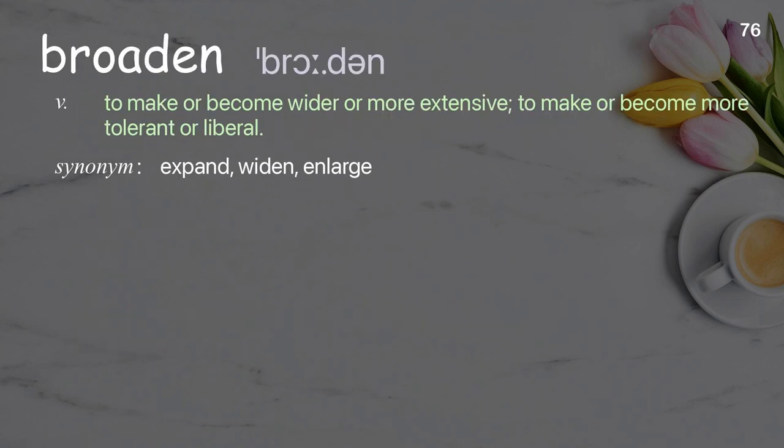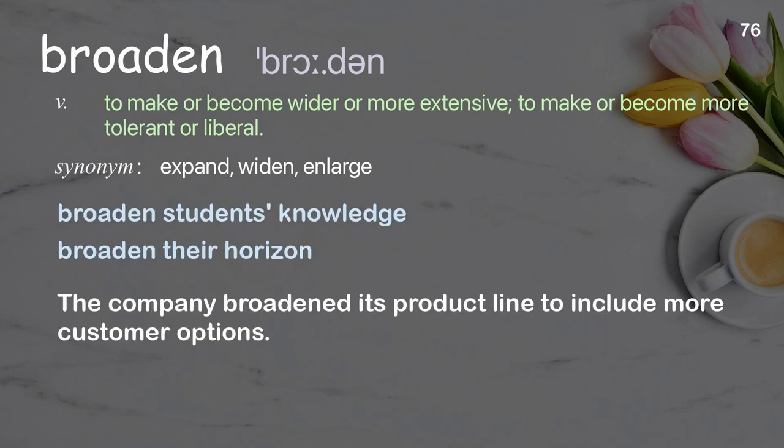Broaden: to make or become wider or more extensive, to make or become more tolerant or liberal. Examples: broaden students' knowledge, broaden their horizon. The company broadened its product line to include more customer options.